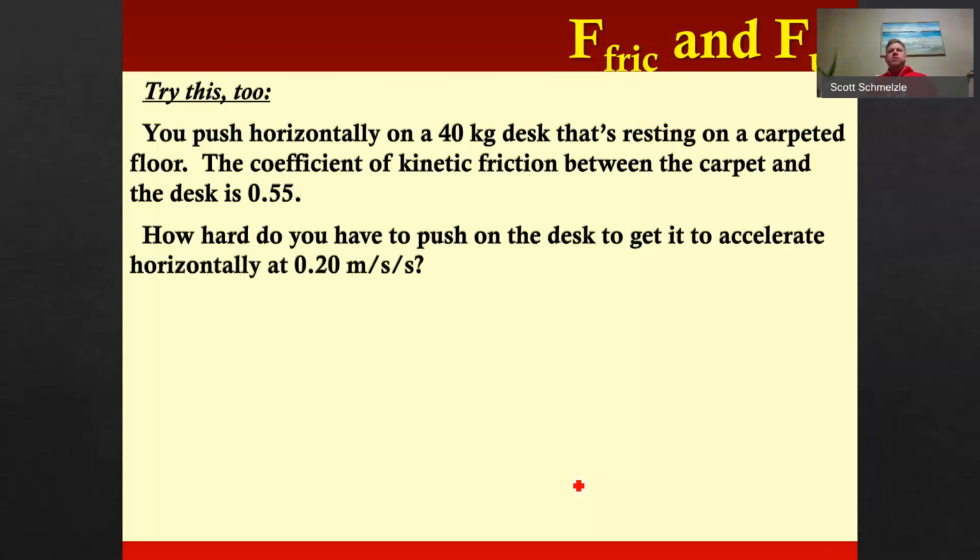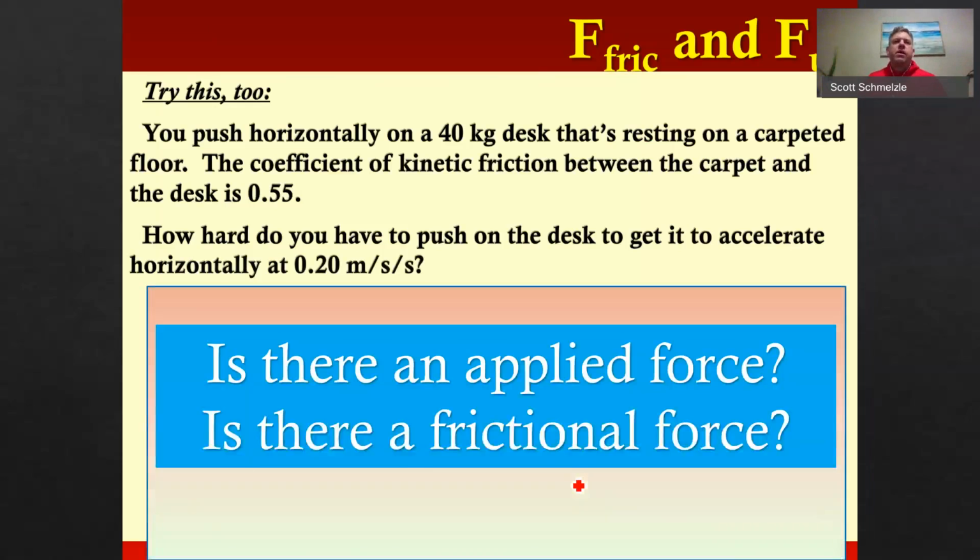All right. So we've got to push a 40 kilogram desk that's resting on carpeted floor. The coefficient of kinetic friction between the desk and carpet is 0.55. How hard do you have to push on the desk to get it to accelerate horizontally at 0.2 meters per second squared? So we ask immediately, is there an applied force?